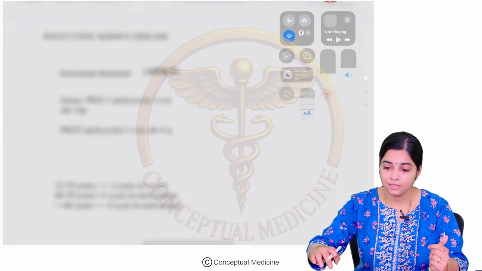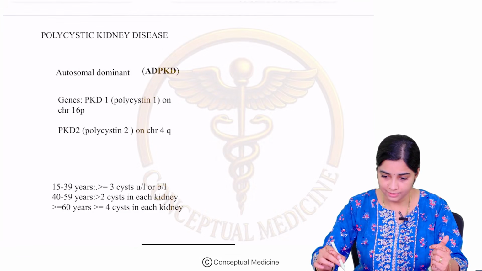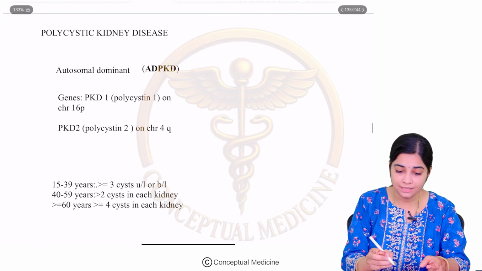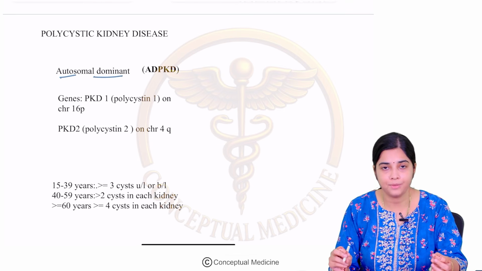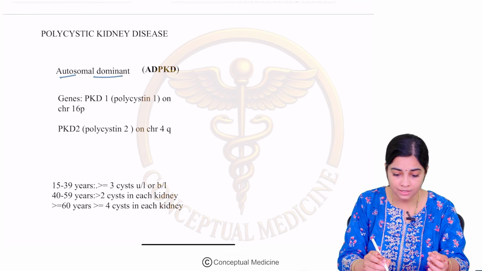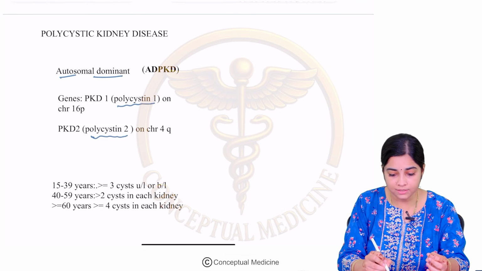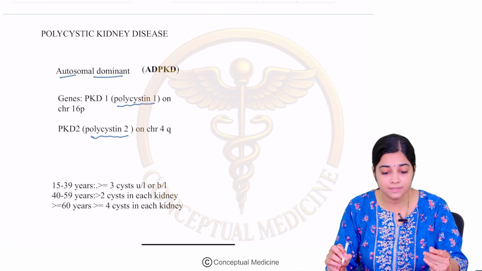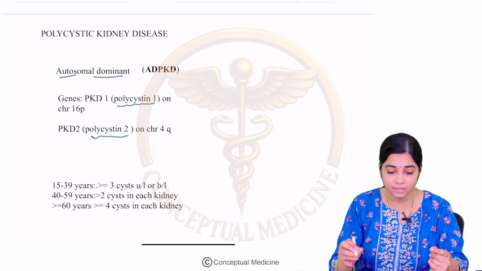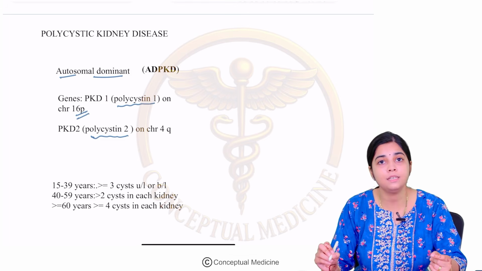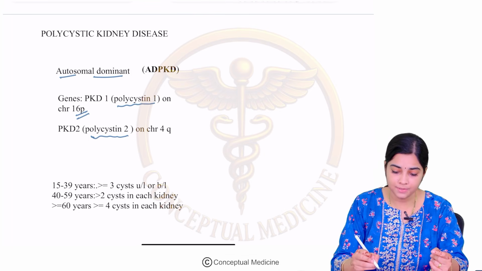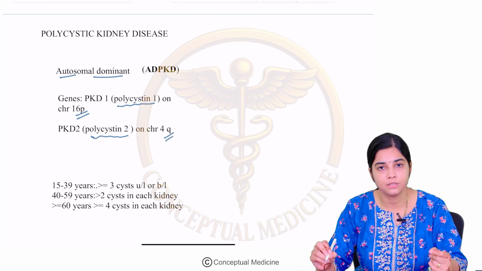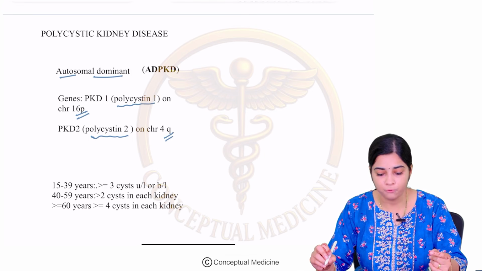So what happens in this ADPKD? Let us look at that first. ADPKD, as the name suggests, is inherited in an autosomal dominant pattern. The genes that you have to remember are the polycystin 1 gene and the polycystin 2 gene. Polycystin 1 is also known as PKD1, which is present on chromosome 16p. And polycystin 2 is also called PKD2, which is present on chromosome 4q.